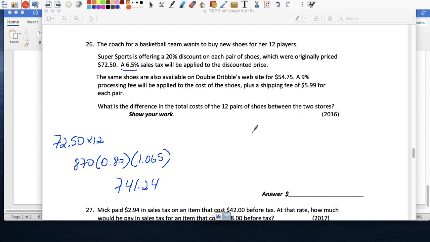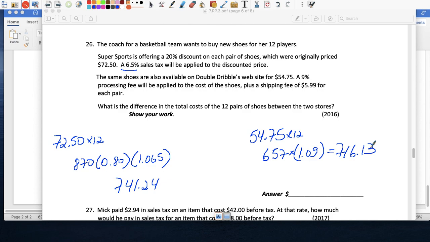Double Dribble shoes are $54.75. So multiply that by 12 first. The total is going to be $657. There's a 9% processing fee on the total, and $5.99 for each pair. So times 9%, or times 1.09. Think of it as a tax. So 657 times 1.09 is going to take us to $716.13.